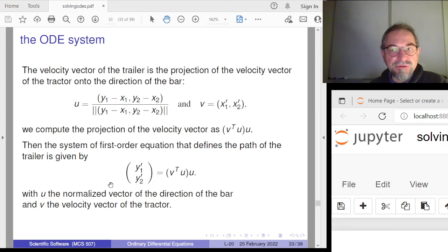Just as we use these formulas symbolically here, note that this is all computed with numbers, given the coordinates of the tractor, given the current coordinates of the trailer. So we compute the right-hand side as this projection of the velocity vector.